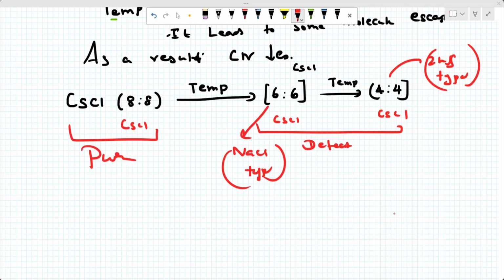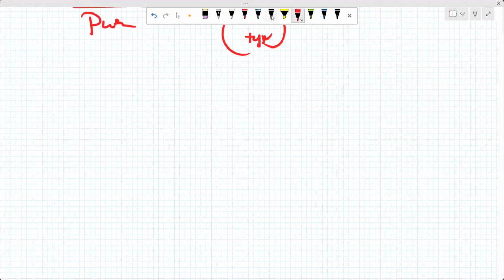Okay, next. This is the effect of temperature. Now the effect of pressure, very simple. Second one, effect of pressure.